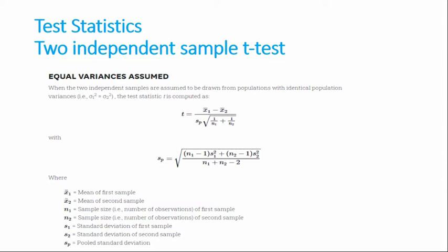Friends, this is the test statistic. If we perform this test manually, t is equal to x bar 1, the mean of group 1, minus the mean of group 2, divided by the pooled standard deviation, and the formula for pooled standard deviation is given. You can check the details of all values here. N1 is the number of items in group 1, N2 is the number of items in group 2.